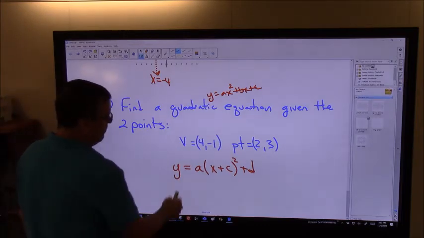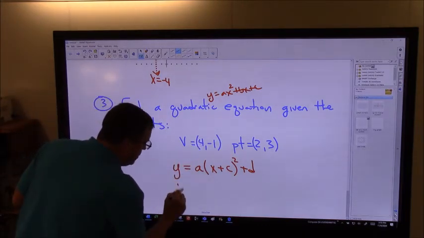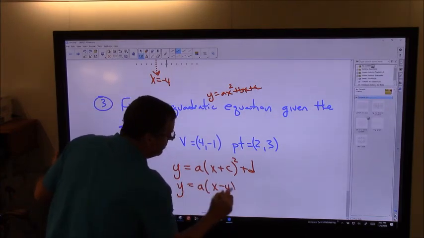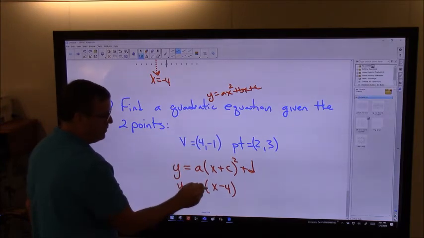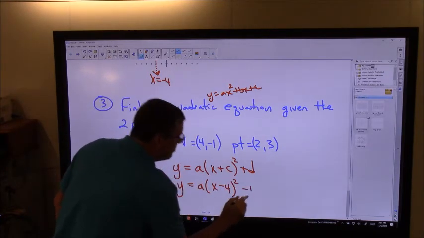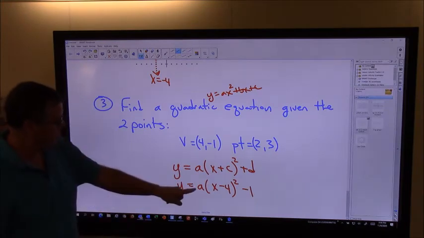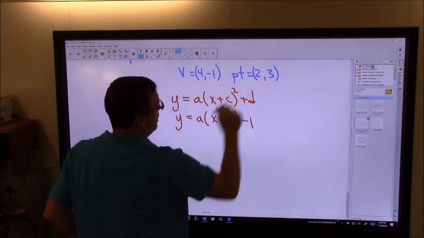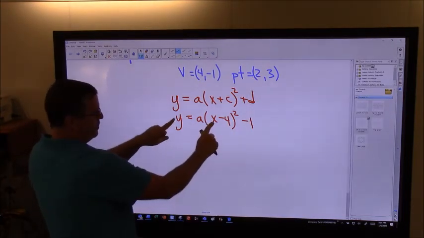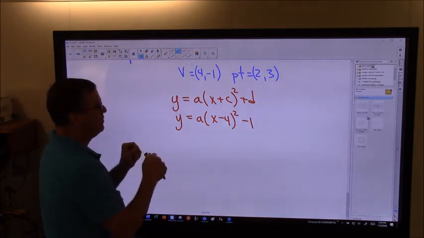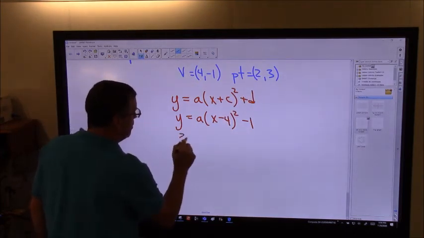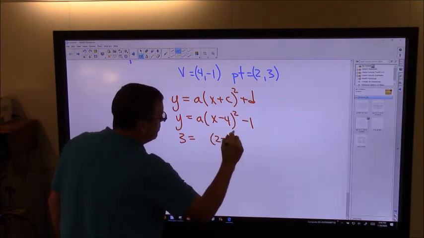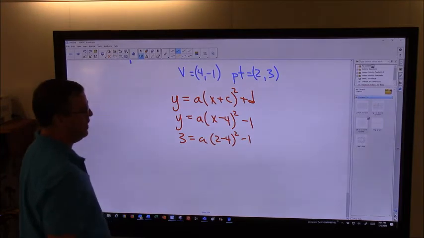Okay, we're going to let b equal 1. So if I know where the vertex is, that means this equation right here is now a times x minus 4, right? We've got to do the opposite of what we see there, squared minus 1. There's my d value. So the only thing that's really missing is the a value. But I've got another point here. I've got an xy coordinate that I could plug in here and here to figure out what the a value is. So we'll let y equal 3, we'll let x equal 2, and I should be able to solve for a.